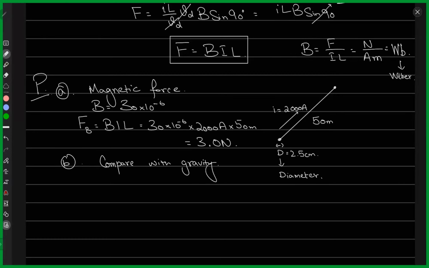Oh, sorry. Not Weber, my mistake. It's Tesla, right? Did I write it anywhere else as Weber? No. So the unit for the magnetic field is defined as Tesla. It's named after Nikola Tesla. The Newton per ampere times meter.